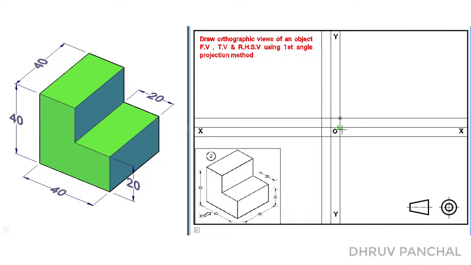Mark the points in each quadrant as shown. These are the reference points for drawing the views in each quadrant. Here, as per the given data, we have to draw a front view, top view and right hand side view using first angle projection method. So in first quadrant, we will draw a front view.